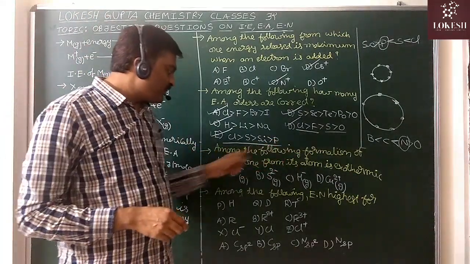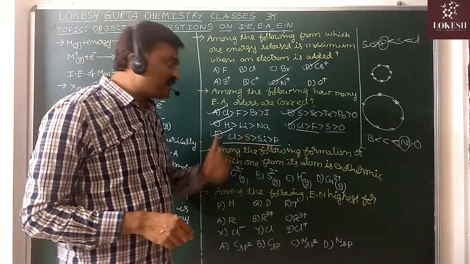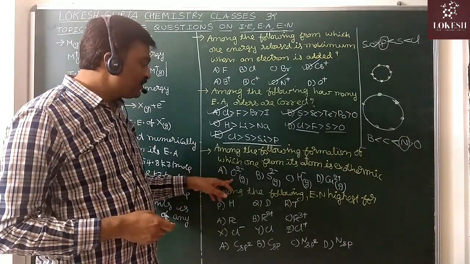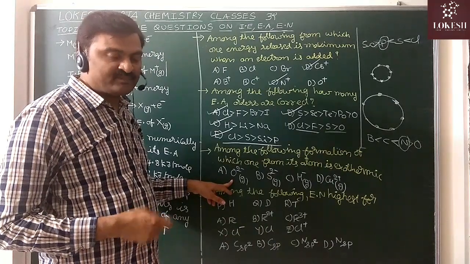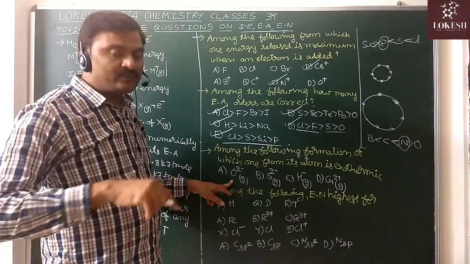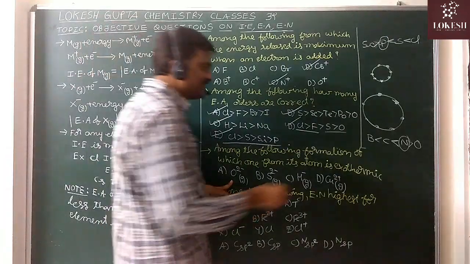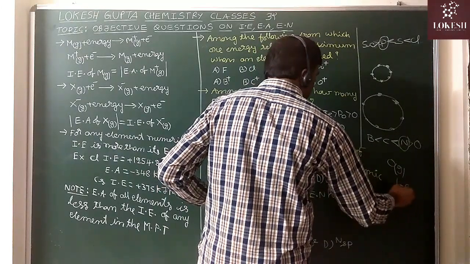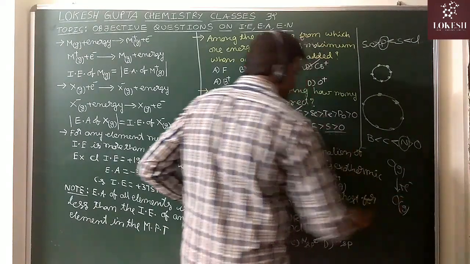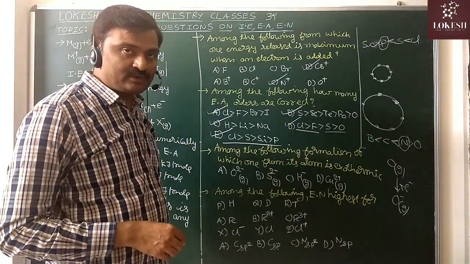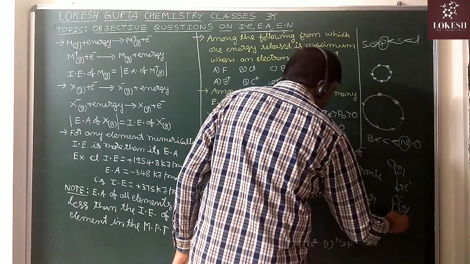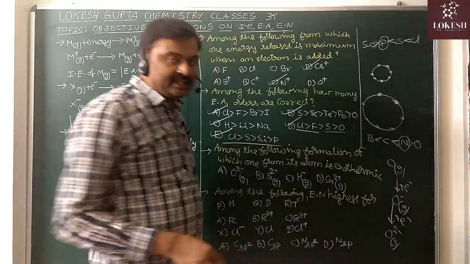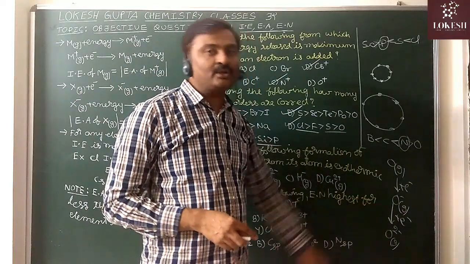Among the following, formation of which one from its atom is exothermic? See, O2 minus gas, that is the oxide ion. Formation of O2 minus gas from oxygen atom, is it exothermic? See, first to this O gas, we have to add one electron. Then you will get O minus gas. It is the first electron affinity, exothermic only. Next, to this we have to add one more electron. Then you will get O2 minus gas. Now it is the second electron affinity. Second electron affinity is endothermic.